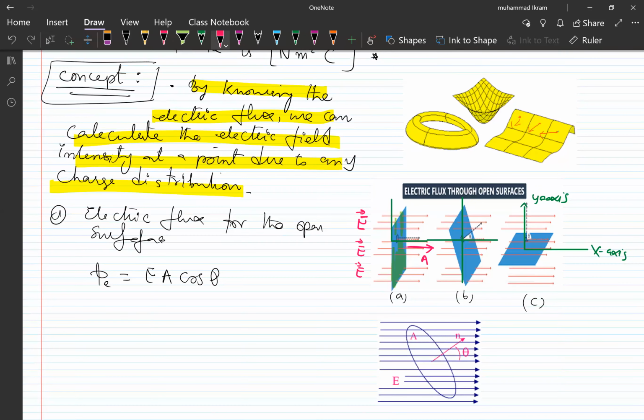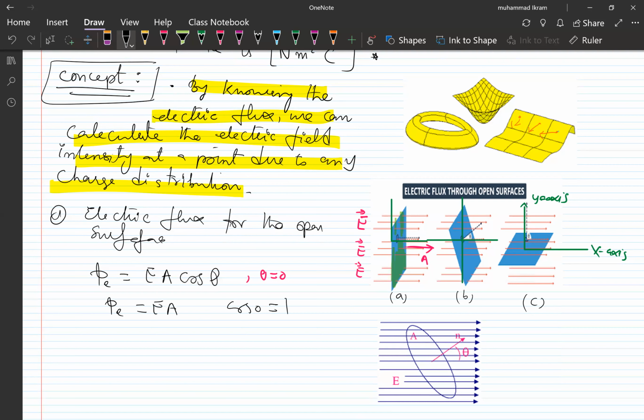So you see that in this situation, what is the electric flux? Your electric flux is maximum. Why? Because theta, the angle between E and A, is 0 degrees. And the electric flux is EA. Why? Because cos 0 is equal to 1. So that is maximum. For a flat surface, the flux is maximum when theta is 0.